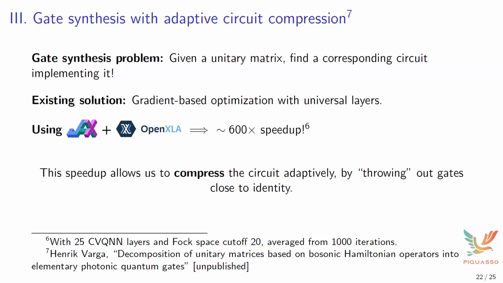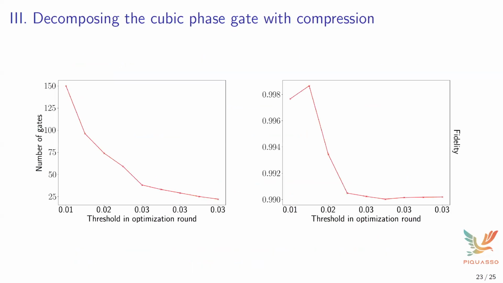And the speed up allows us to compress the circuit adaptively by throwing out gates which are close to identity. And it can be shown that if you do this many times, this throwing out of the gates, this compression, then you can reduce the number of gates in your circuit drastically.